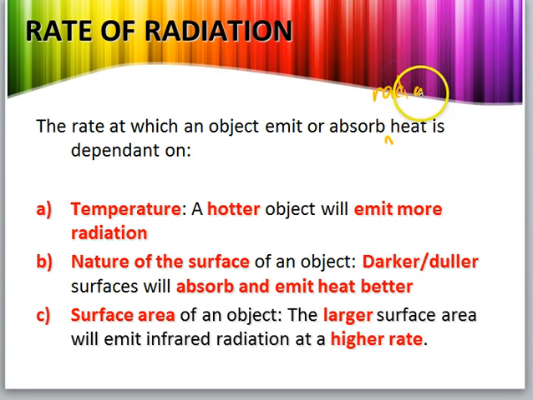Radiant heat depends on three different things. Temperature: a hotter temperature emits more heat. A darker, duller surface absorbs and emits heat better. And the last one is surface area: the larger the surface area, the greater the emission of infrared radiation.